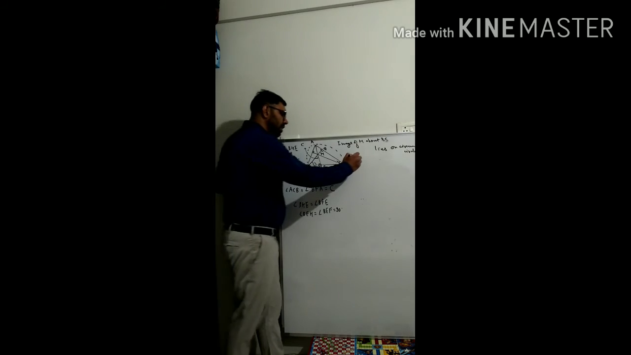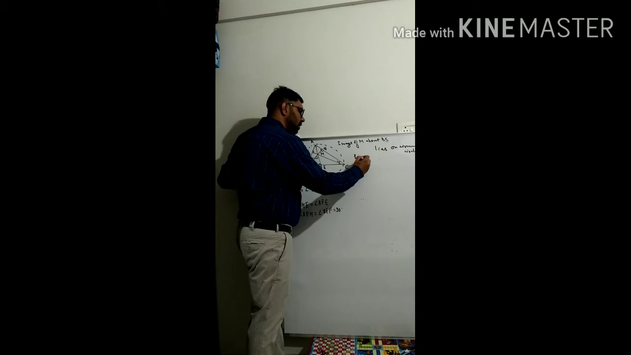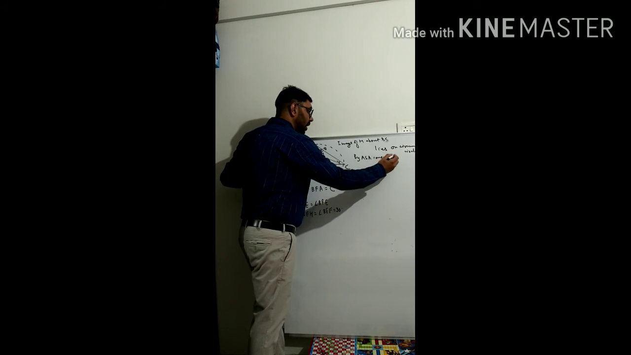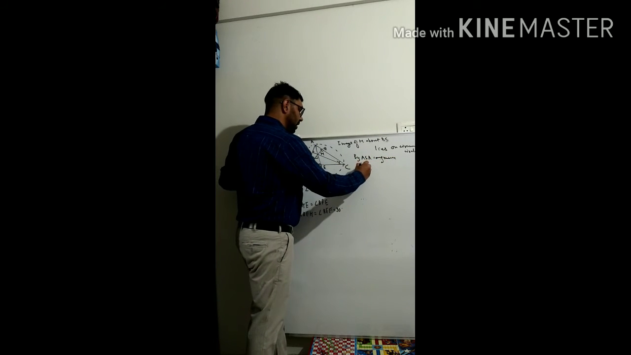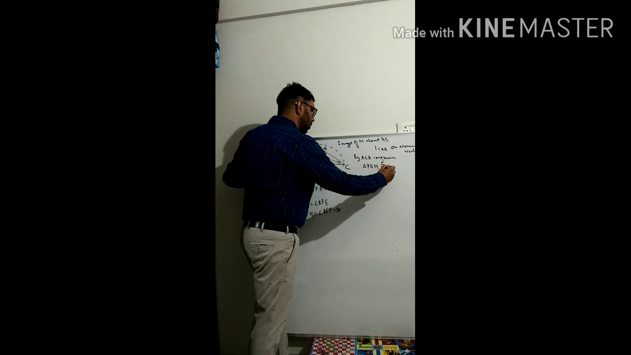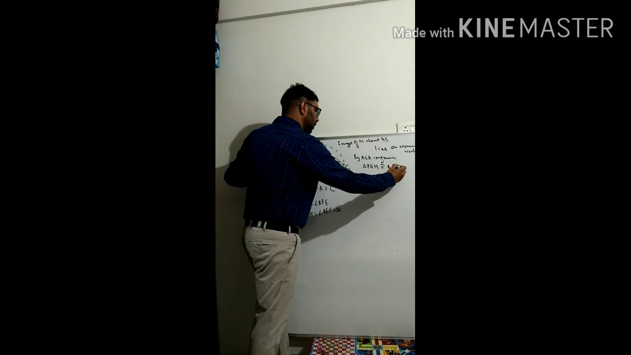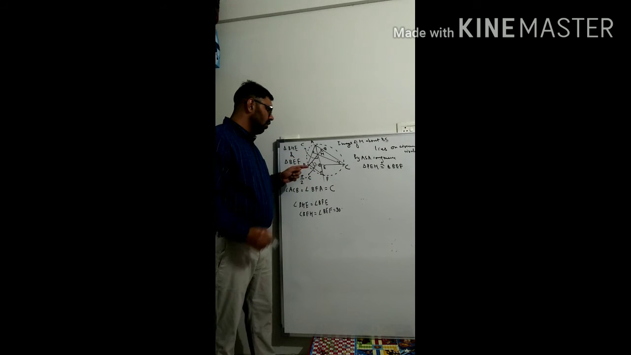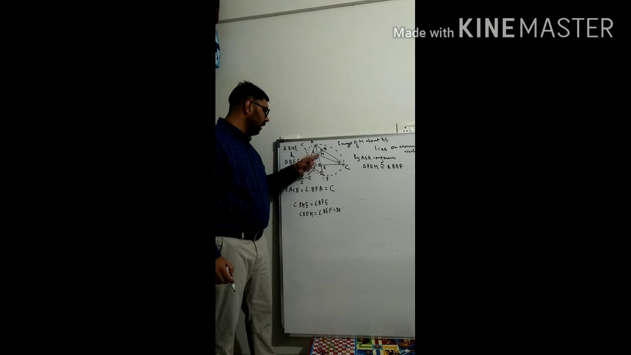So by the ASA congruence theorem, I can say that triangle BEH will be congruent to triangle BEF. By ASA, angle side angle congruence theorem, triangle BEH is congruent to triangle BEF.